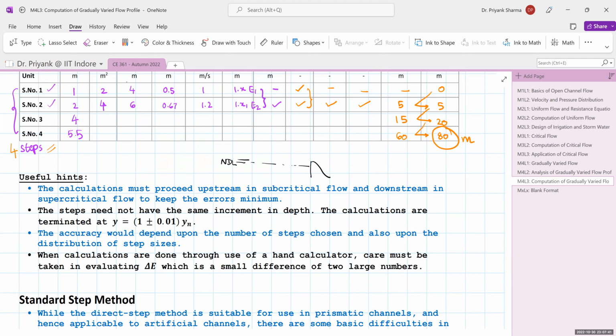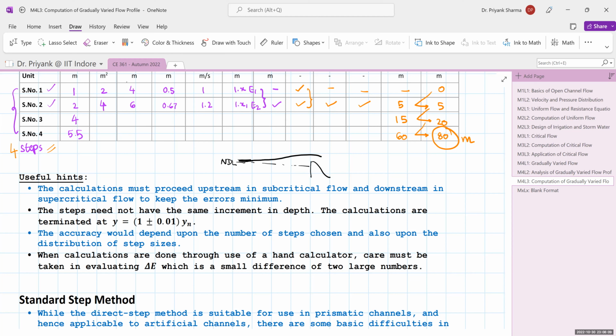So when you sketch this profile, it is somewhat like this. Never will this particular curve touch the NDL. It will be asymptotic to the NDL. That is why that 0.01 is given, so that your curve never touches that NDL. So it terminates at that point when it is 0.01 lesser or more than the yn.